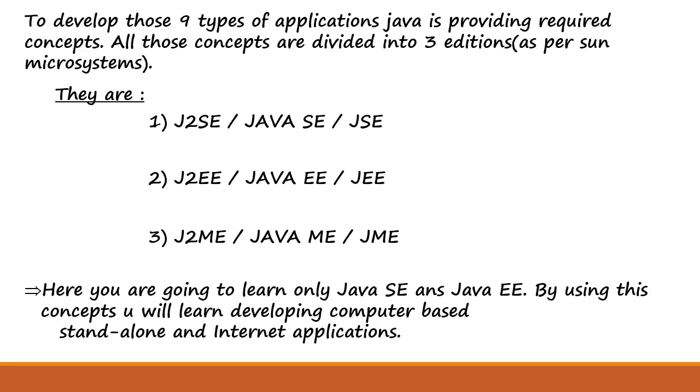Enterprise Edition is for developing technologies. Java EE contains rules and guidelines to develop technologies and server software. And Java ME is nothing but Java Micro Edition. Micro Edition is for developing mobile applications, but it is outdated nowadays.